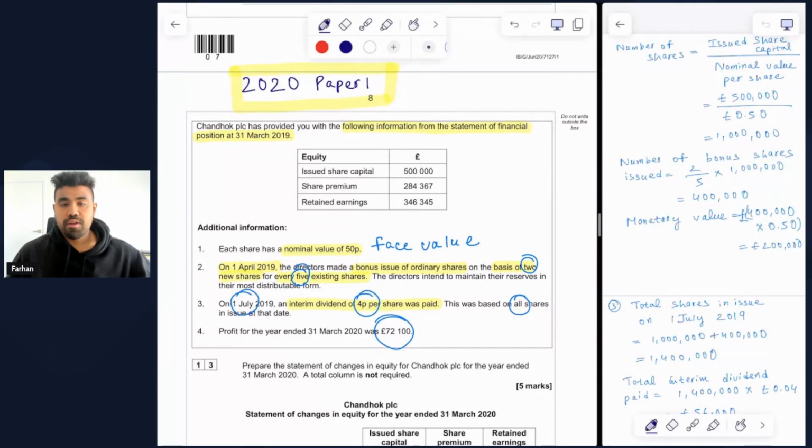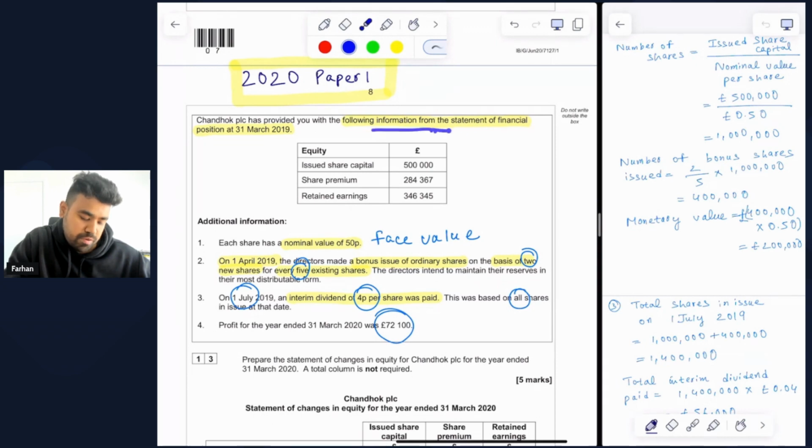My name is Farhan. In this video, you will learn to prepare the statement of changes in equity. This is question number 13 taken from 2020 Paper 1 exam. Chanhawk PLC has provided you with the following information from the statement of financial position at 31 March 2019.